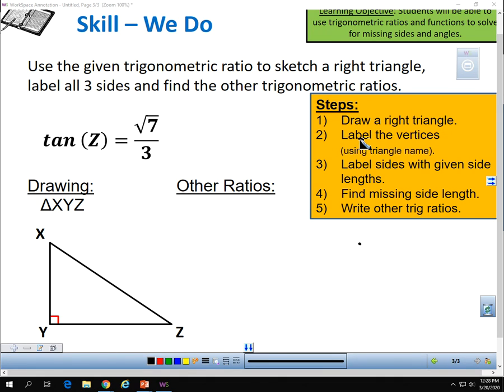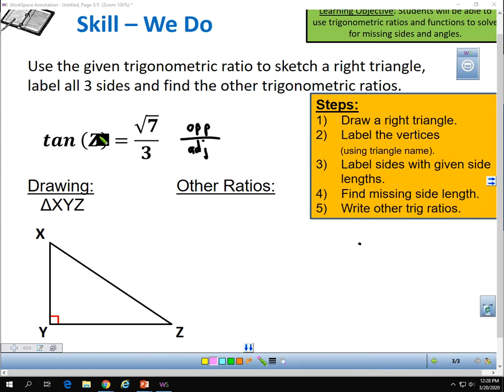Step number 2, we have to label the vertices using the name. The name is right here, this triangle XYZ, and you can see that I have labeled the vertices or corners using those 3 letters. Now we are in step 3. In step 3, we have to label the sides given the length. So in this case, we have tangent. Tangent is opposite over adjacent.